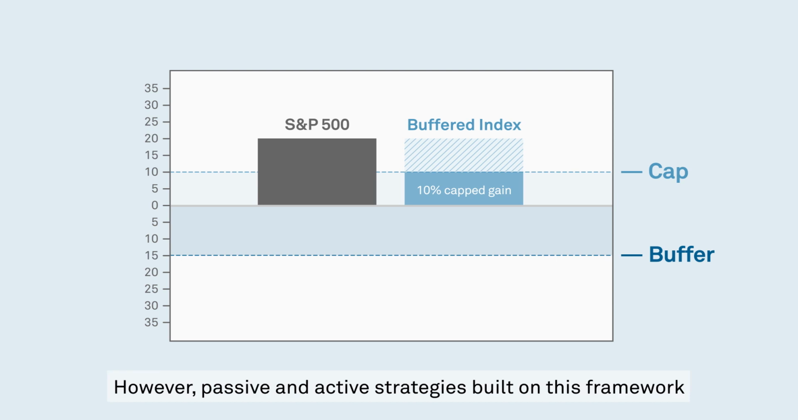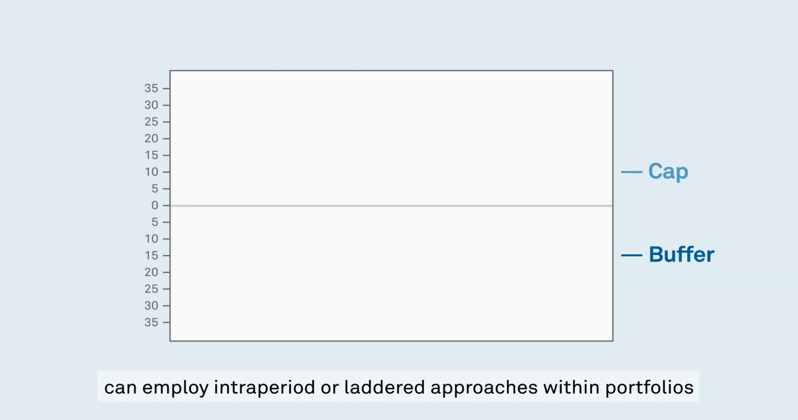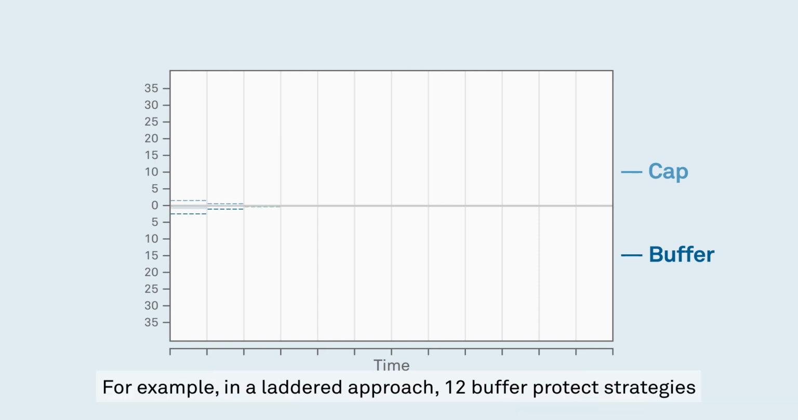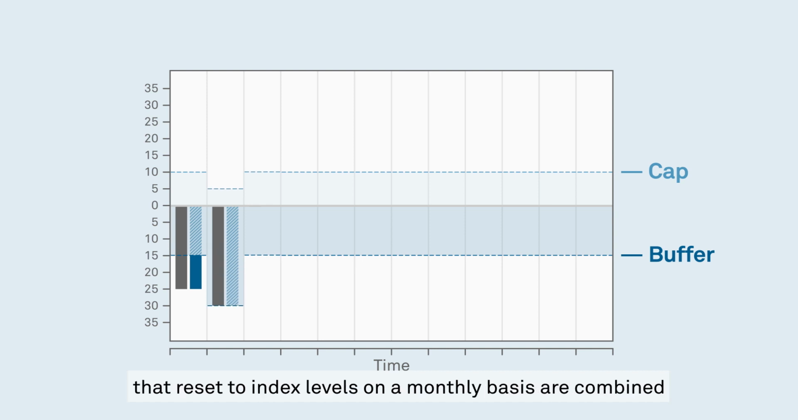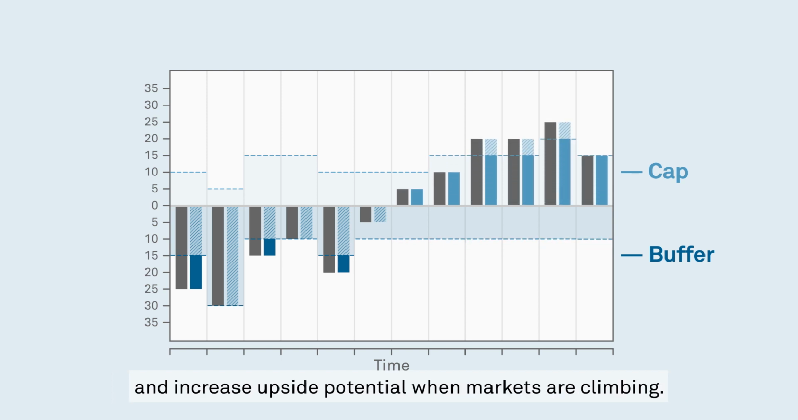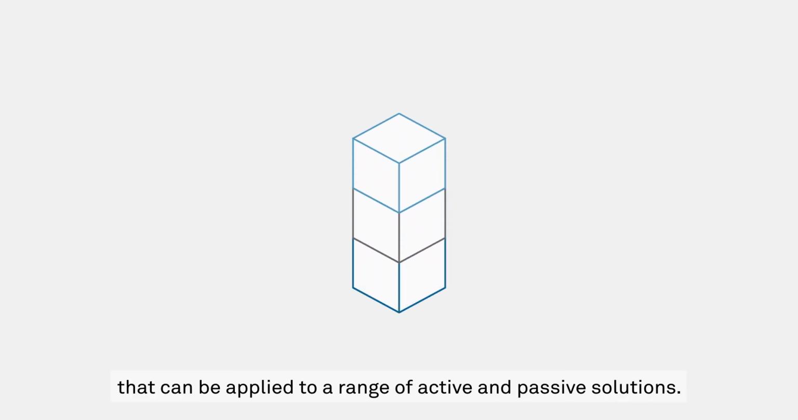However, passive and active strategies built on this framework can employ intra-period or laddered approaches within portfolios to alleviate the burden of market timing. For example, in a laddered approach, 12 buffer protect strategies that reset to index levels on a monthly basis are combined in order to dial up protection during prolonged down markets and increase upside potential when markets are climbing. The key is a simple index framework that can be applied to a range of active and passive solutions.